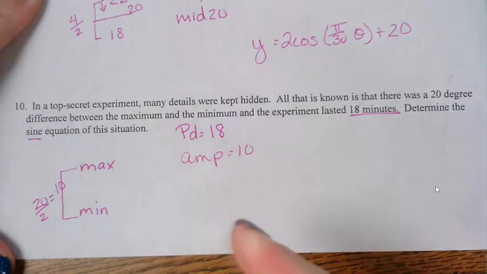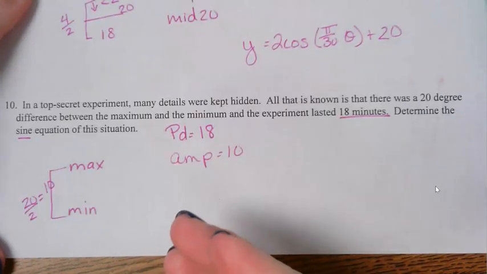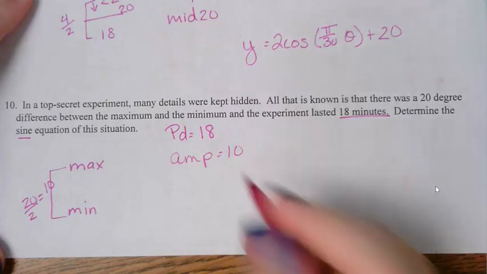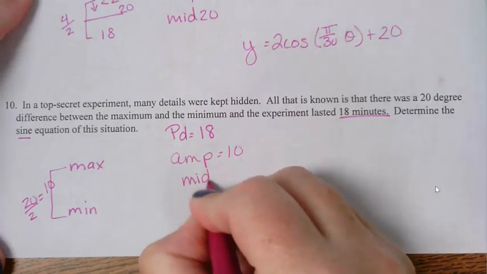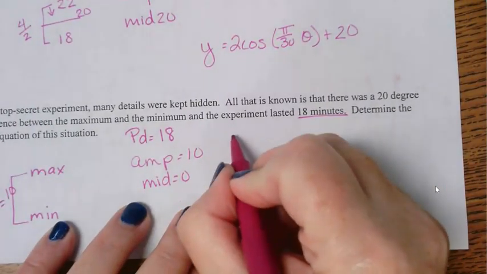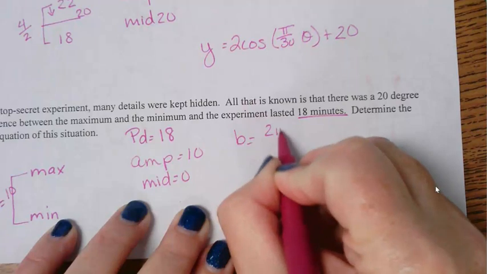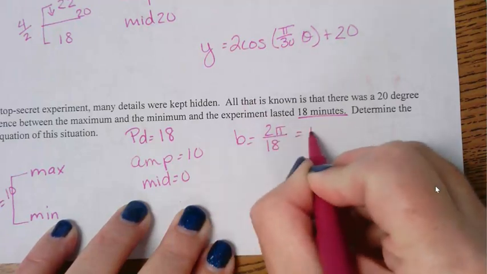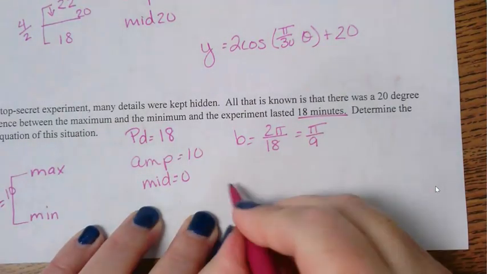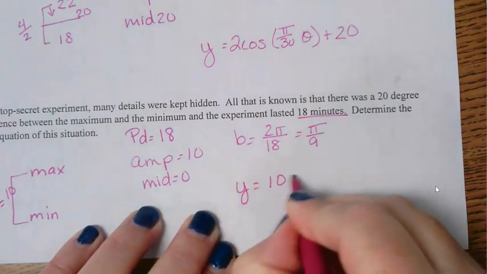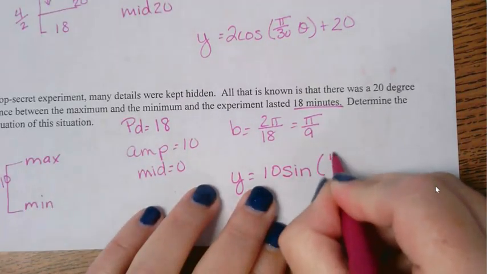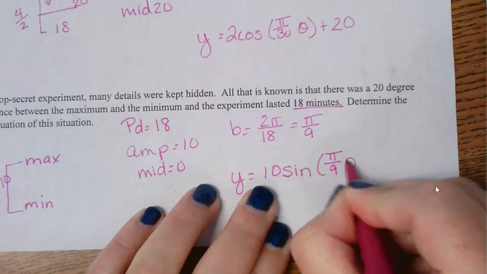They didn't talk about a middle. So, midline is 0. So b equals 2 pi divided by 18, which is pi over 9. And it's a sine curve. So y equals 10 sine of pi over 9 theta.